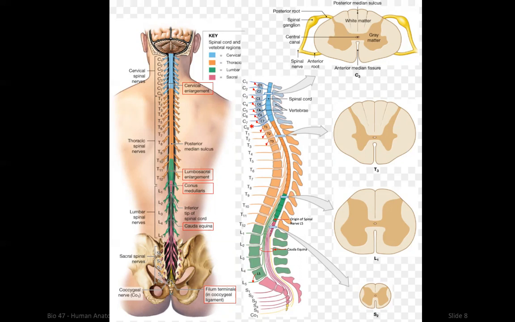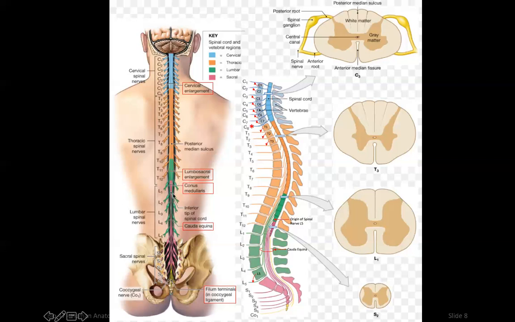Some features to identify is the cervical enlargement. This is a thicker region of the spinal cord. This is where the spinal cord is innervating the upper extremities, a lot of nerves going to the arms, hands, and fingers. So it's enlarged in that area. And the lumbosacral or lumbar enlargement. This is the thicker area where the nerves branch off to supply the lower extremities.